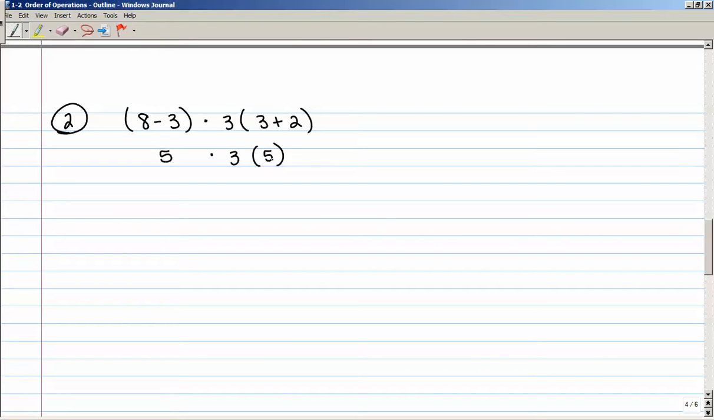Okay. Now notice I used parentheses again. In this case, my parentheses are not grouping symbols because there's no operations within the parentheses, it's just the number. In this case, remember the parentheses mean multiplication. So I basically have 5 times 3 times 5. I'll do my multiplications together as they come from left to right. 5 times 3 is 15 times 5, and 15 times 5 is 75.